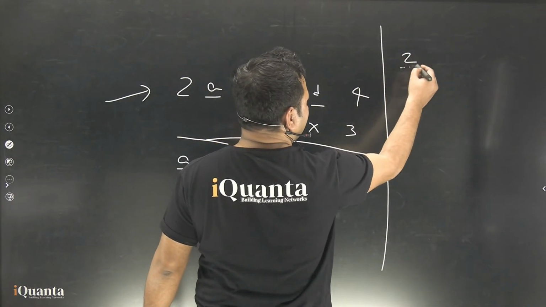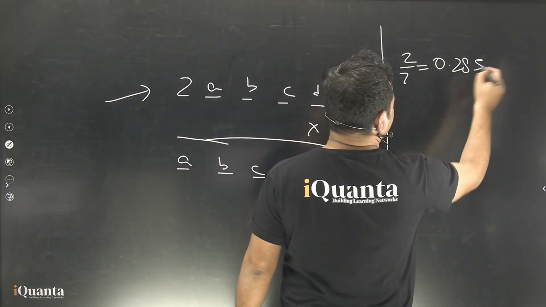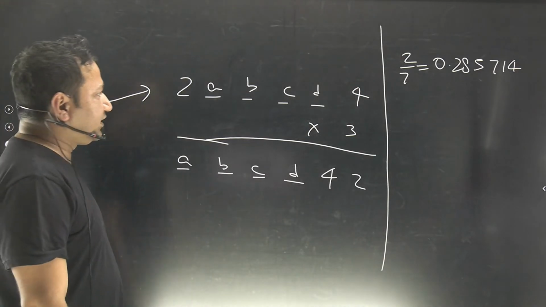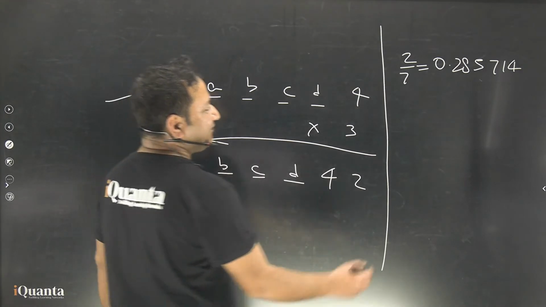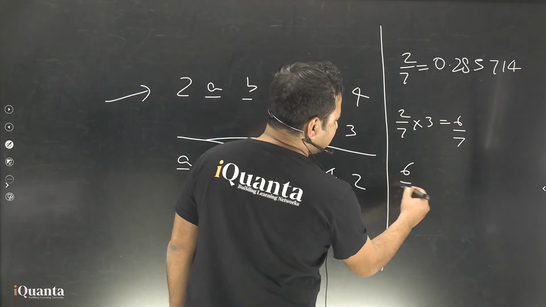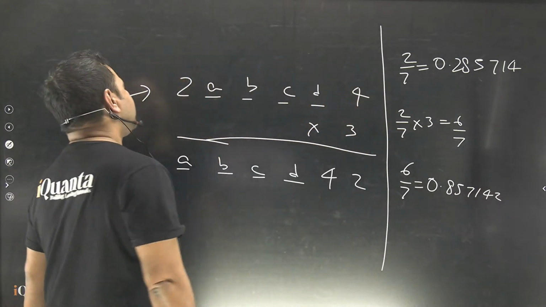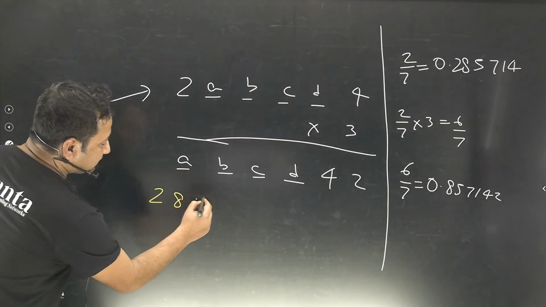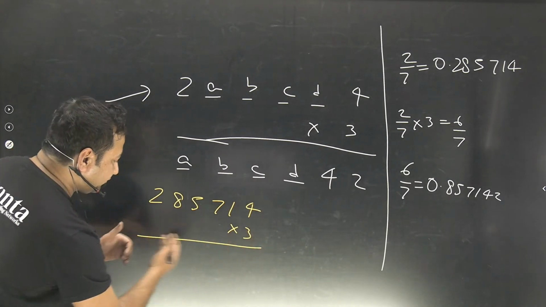What was the value of 2 by 7? Everyone, I hope you're in your notebooks. It was equal to 285714, isn't it? The value of 2 by 7 was 285714, right? And when I multiply 2 by 7 by 3, I'll get 6 by 7, and the value of 6 by 7 is what? 857142. Look at this. What was our answer? Are you surprised now? The number was, when we calculated, this was the number. And look at this, shifting one place towards the left.